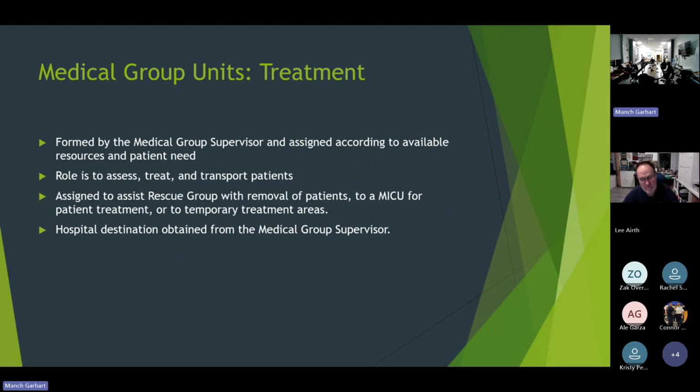So treatment, again, once we know what we have, we can start trying to fix the problem. But we want to fix the problems that we can fix as fast as possible. So let's put the resources to the patients that we can fix.